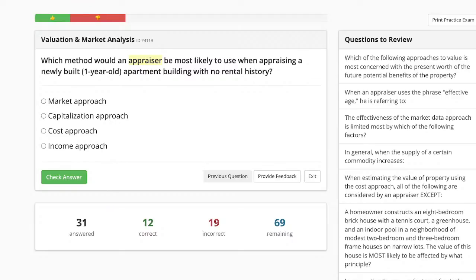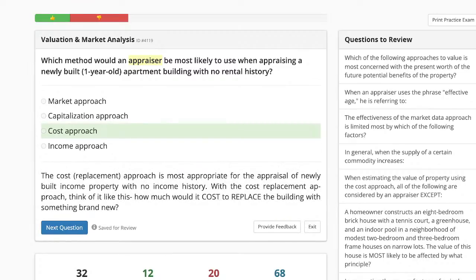Okay, which method would an appraiser be most likely to use when appraising a newly built one-year-old apartment building with no rental history? And the answer is C, cost approach. How much it cost to replace it brand new?